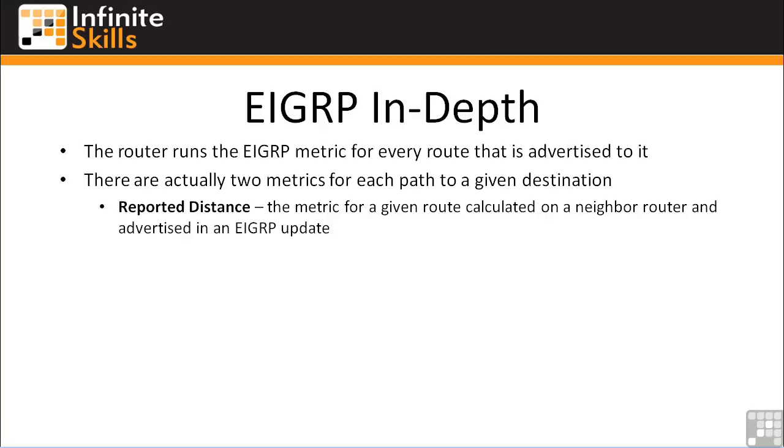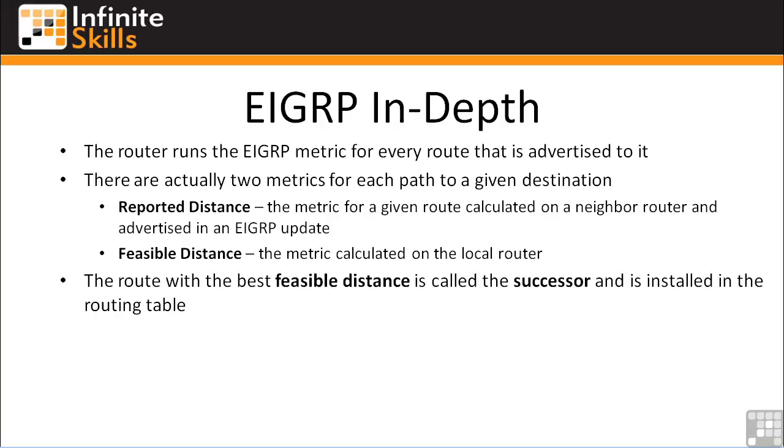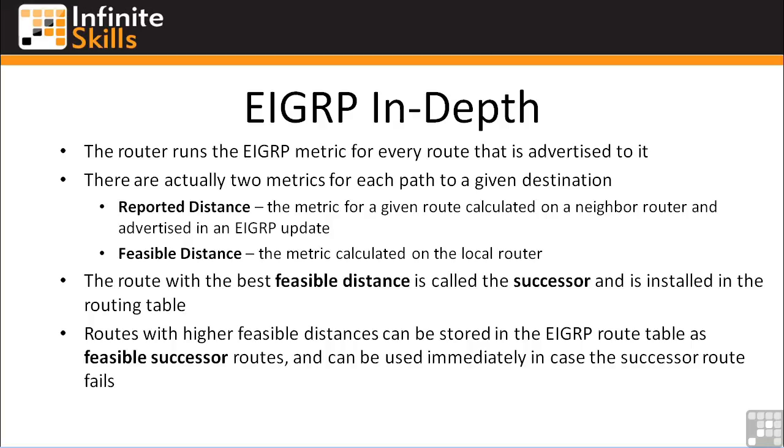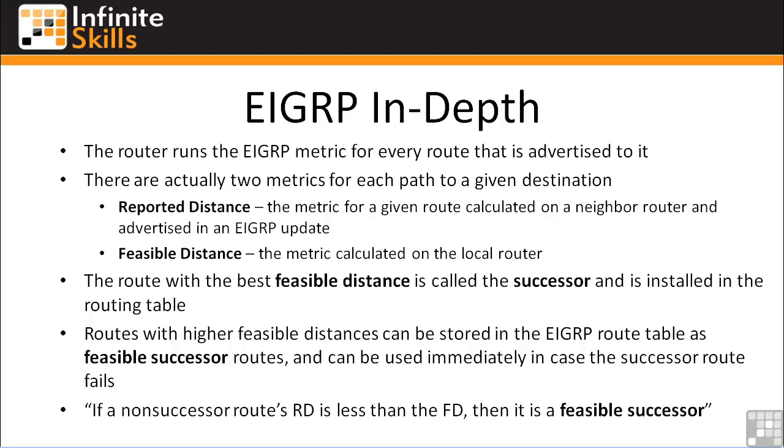We also have the feasible distance. The feasible distance is the metric that I calculate locally. Now in EIGRP terminology, the route with the best feasible distance is called the successor route, and that is the route that's installed in the EIGRP routing table and eventually makes it into the router's routing table. Routes with higher feasible distances can be stored in the EIGRP route table as feasible successor routes and can be used immediately in case that main successor route fails. And basically, the rule for feasible successor routes is if a non-successor route's reported distance is less than my feasible distance, then it is a feasible successor.